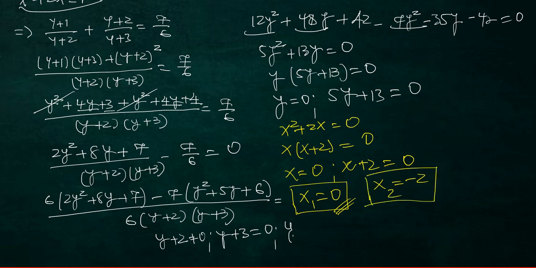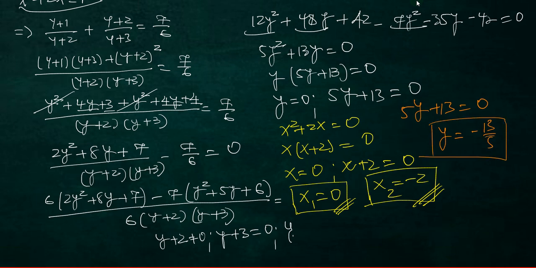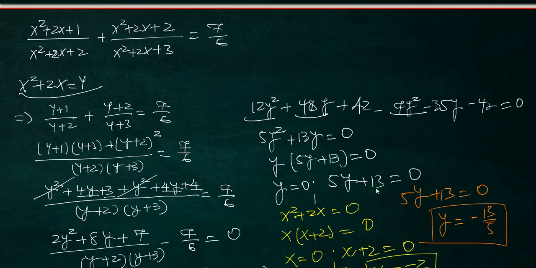Okay, so we can write this, and then if we get back to this one here, we have 5y plus 13 equals 0. So y is equal to minus 13 divided by 5. If we replace this value in our equation, right, let me see if we have some space here.